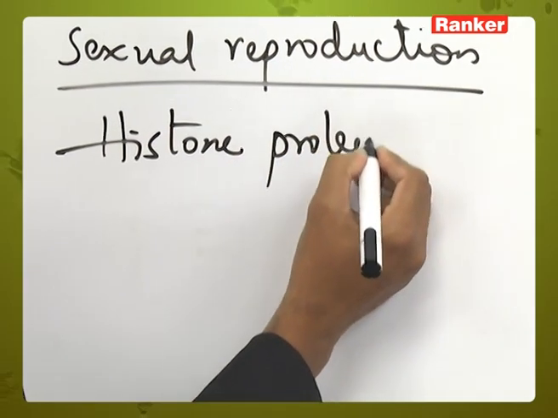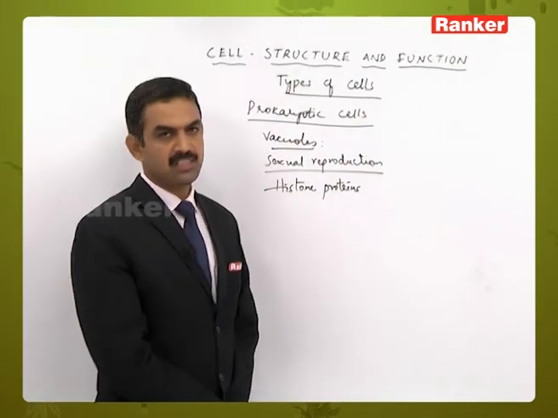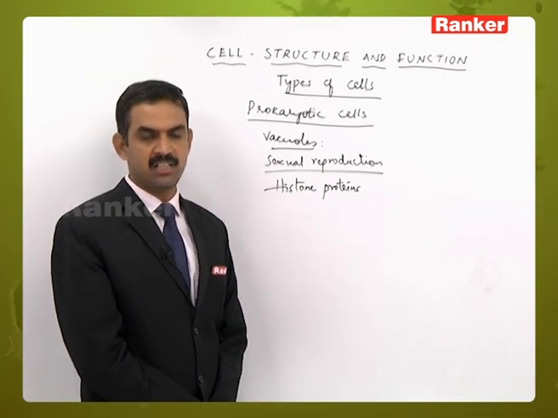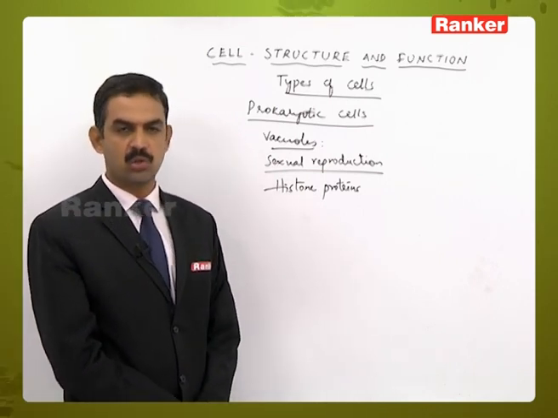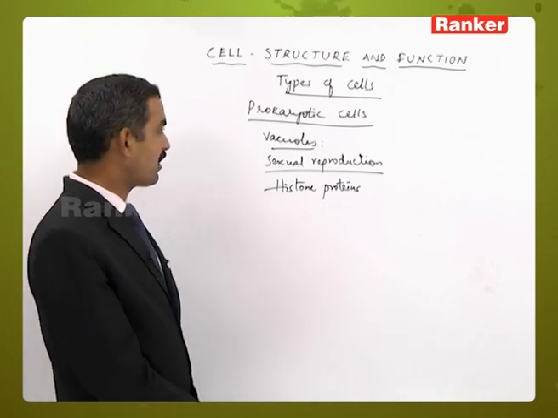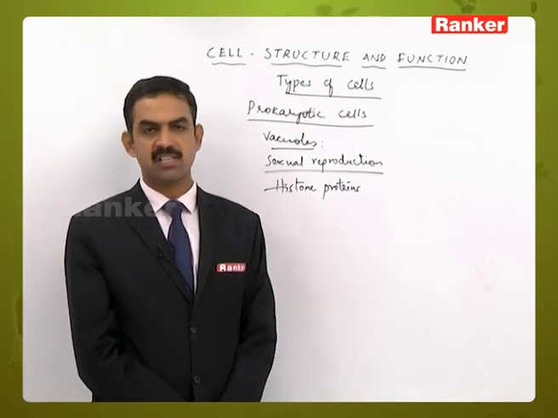Histone proteins should be present along with the DNA inside the chromosome. Those histone proteins are absent here, but they have non-histone molecules. So likewise, there is a lot of variation that can be observed in the prokaryotic cell when compared to the eukaryotes.